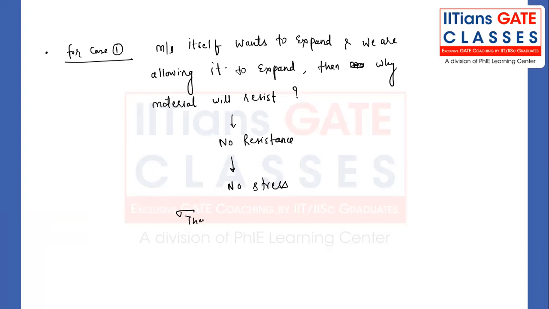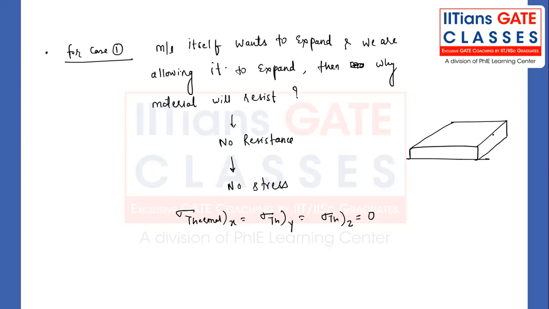That means sigma thermal stress in the X direction, sigma thermal in the Y direction, and sigma thermal in the Z direction will be 0, my dear friend. Sir, what is the meaning of allowing it to expand? See, just now I told you we have restricted the material. For example, suppose we are not allowing it to expand freely, like in a very easy manner. We are not allowing that.